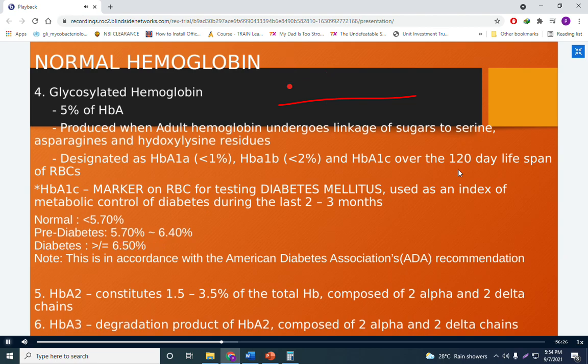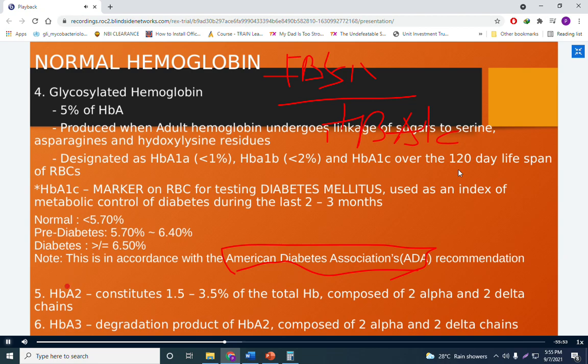So, madalas, class, ang na-experience ko sa work ko, pag mataas ang FBS nila, mataas din ang HbA1c. Pero may mga rare cases naman na pumapasok siya sa pre-diabetic. This is based, class, on the American Diabetes Association. So we follow this standard sa Pilipinas. This is their basis for the normal values ng HbA1c.